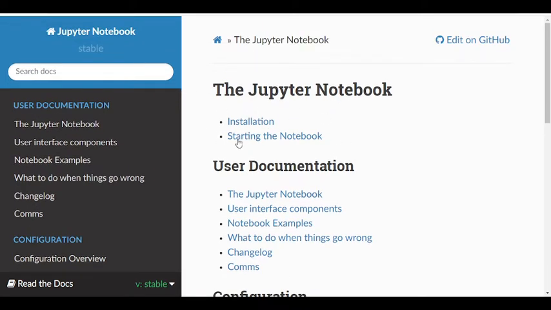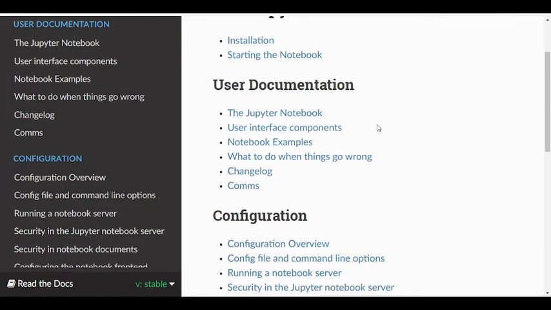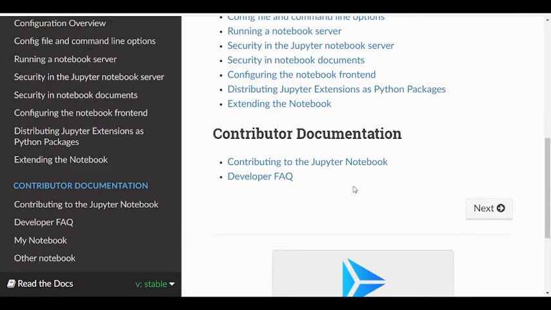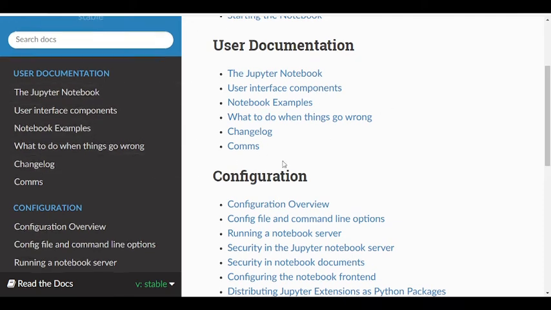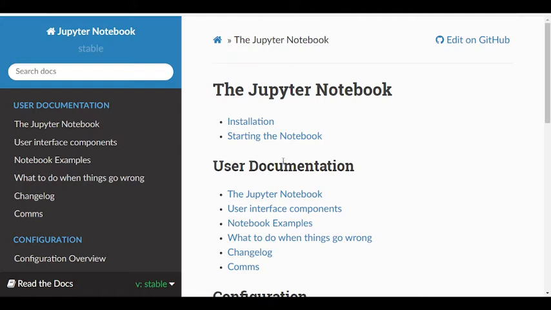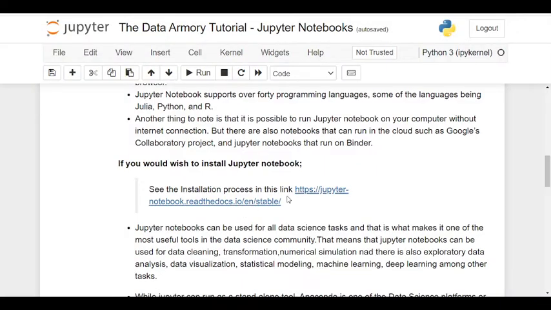Jupyter Notebook installation, starting the notebook. Then there is the user documentation, configuration, contributor documentation. So it's always important to look at these documentations. As a data science student, one of the things that should be at the very foundation of everything that you do is to read documentations, and that is why we have put that link here, that if you wish to install Jupyter Notebook, you should go to this documentation and see the process that they have highlighted there. But don't worry about that, because in the next session, we'll be seeing how to install the Jupyter Notebook.